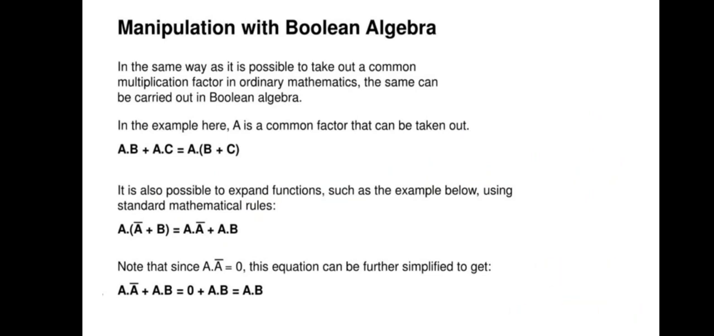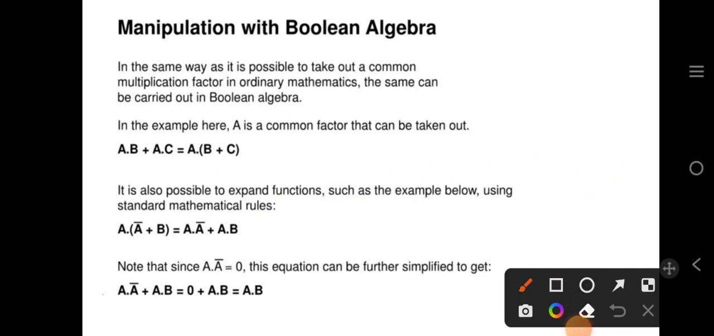Now the second point is, it is possible to expand functions such as the example below using standard mathematical rules. Now see this equation. The left hand side is A dot (A bar plus B). So how can you solve this? You have to expand this equation. So first you multiply A dot A bar, then plus A dot B. So you multiply this A by each term, A into A bar and A dot B, and you get the right hand side.